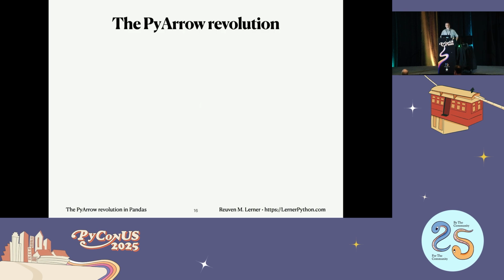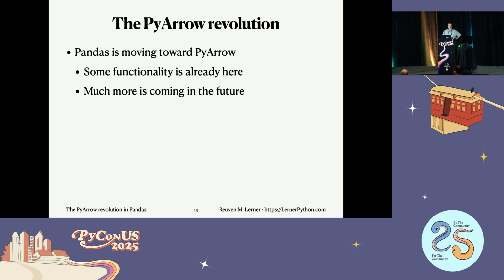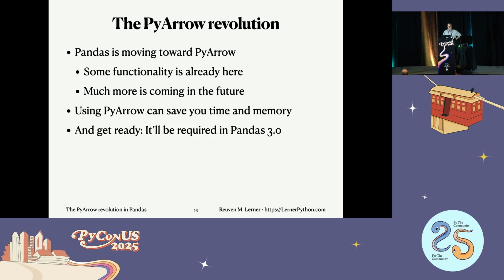And so the thing is, this talk is the PyArrow revolution. Pandas is moving toward using PyArrow. Some of the functionality is already here, and lots more is coming in the future. Using PyArrow can save you time and memory. And as of Pandas 3.0, it will be required. So you're already sort of encouraged to think about this. So I'm going to divide this talk into 3 different parts of this revolution that you can think of and worry about and take into your own work.